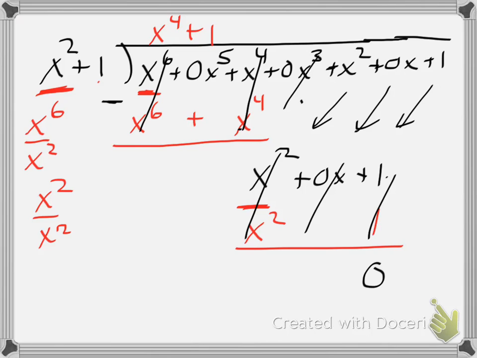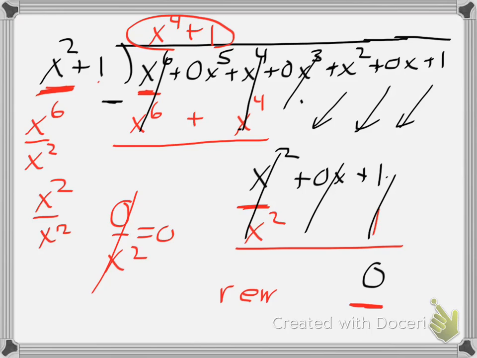And I know I can stop because if I were to go one more time and try to divide, it'd be x squared divided into 0, which I cannot do. Or I get 0. It's not going to help me out. So I have my quotient, x to the 4th plus 1, and my remainder of 0.